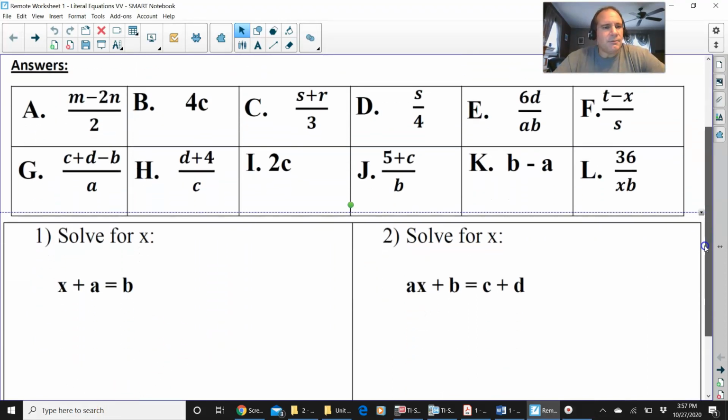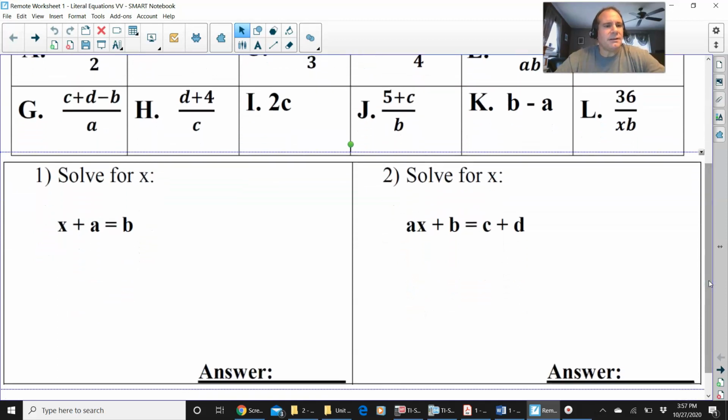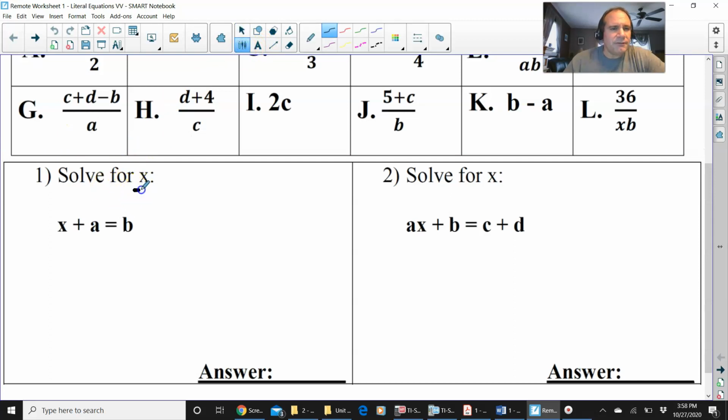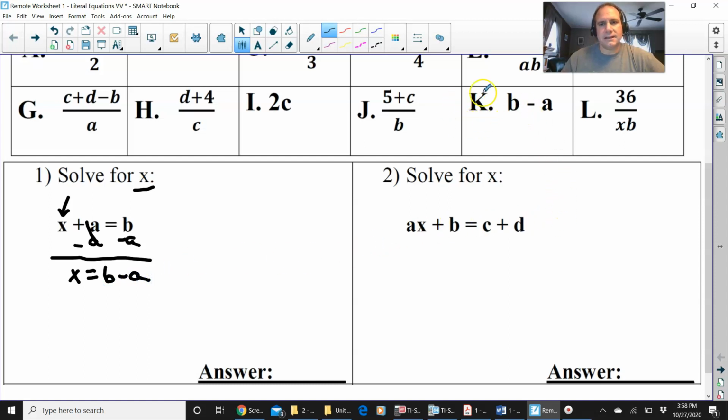And number one says x plus a equals b. So just remember, if you're solving for x, you could circle the x. I like to put an arrow right above what I have to solve for. It just helps me understand what I have to get alone at the end. So what you have to do is subtract the a from each side. Remember, you're using inverse operations to get that variable alone. X equals b minus a, and that is it. K is your answer there.